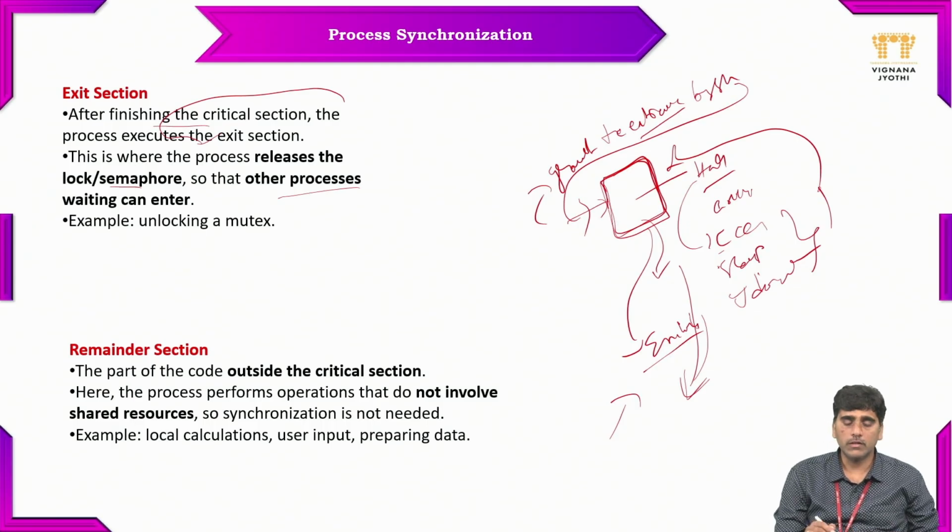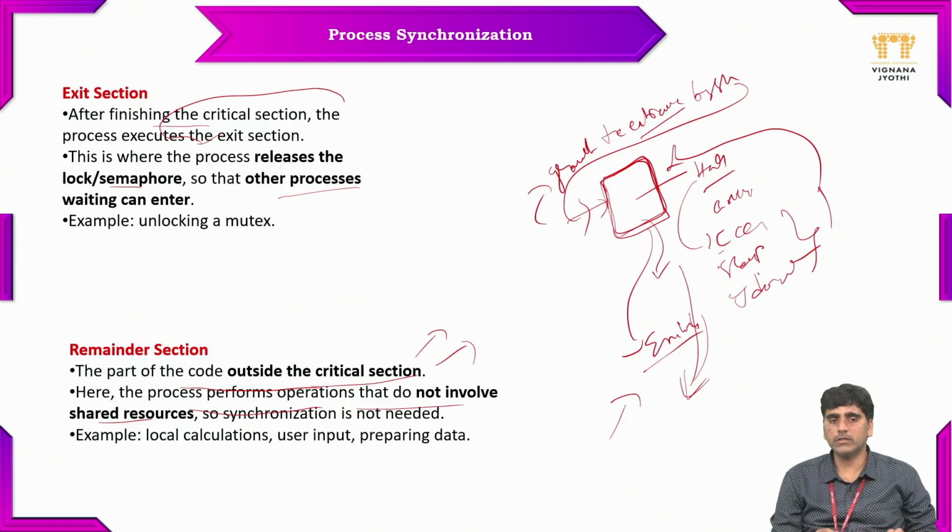So this is the way the process exit section works. And the last one is the remainder section, the part of the code outside the critical section. Whatever remaining part of the code is available outside of the critical section is the remainder section. Here the process performs operations that do not involve any shared resources. That code is only for showing the operations, not for performing any operations in the critical section.